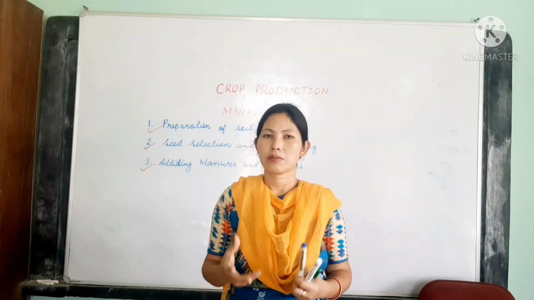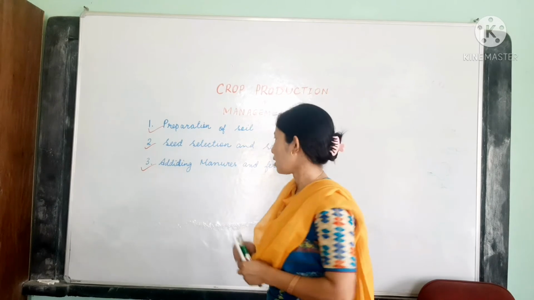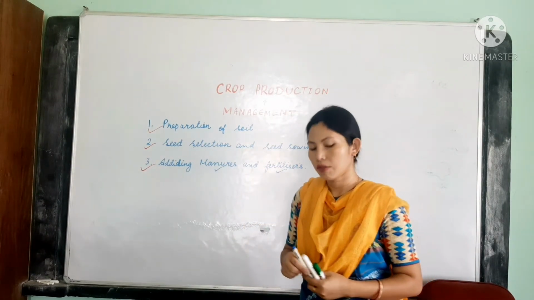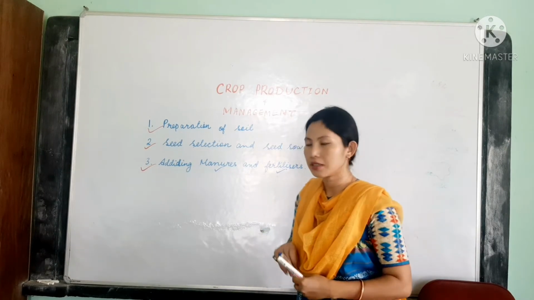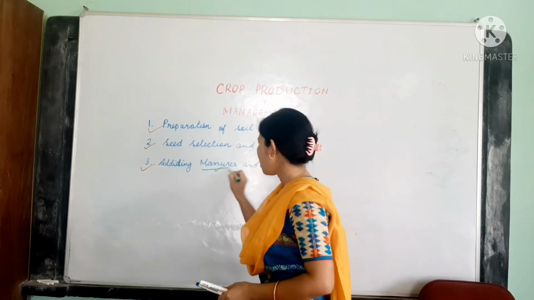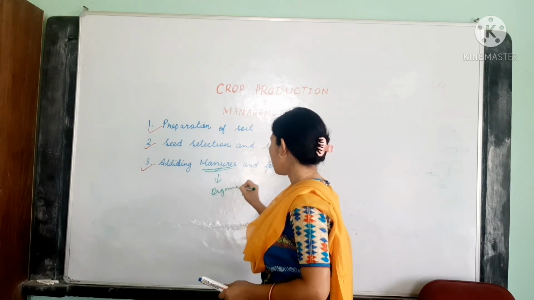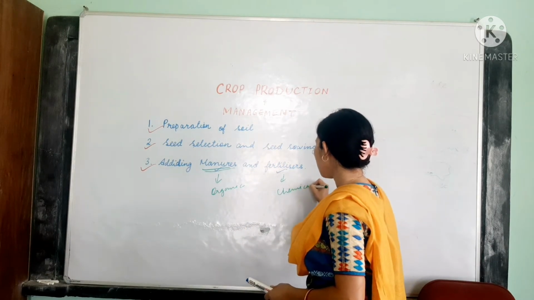So this nutrient can be supplied by adding either manure or fertilizer. There is a difference between using manure and fertilizer. Manures are organic, whereas fertilizers are chemical, right?